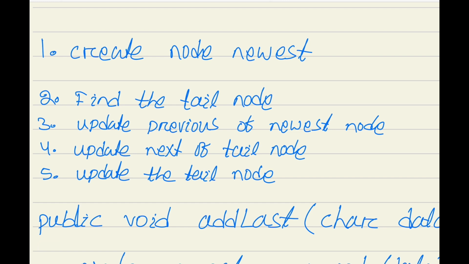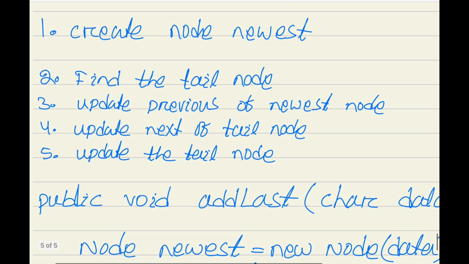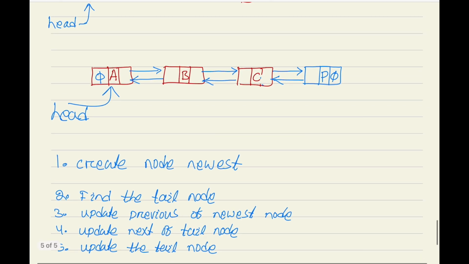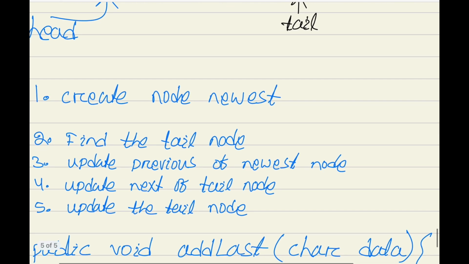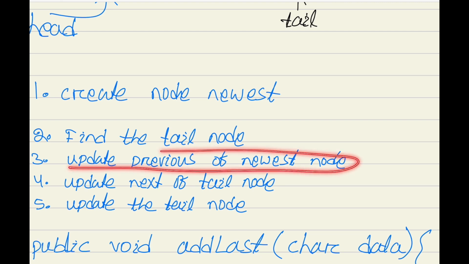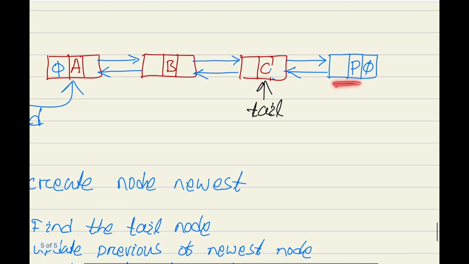So assume we have the tail node, then update the previous of the newest node. So what will be the previous of the newest node? The previous of the newest node will be the tail node. So this one is the tail node. Assume anyway, by any means we find the tail node. Now the previous of the newest node will be the tail one. That thing we have written. So update previous of the newest node. So here the previous of the newest node will be the tail, that means this one.